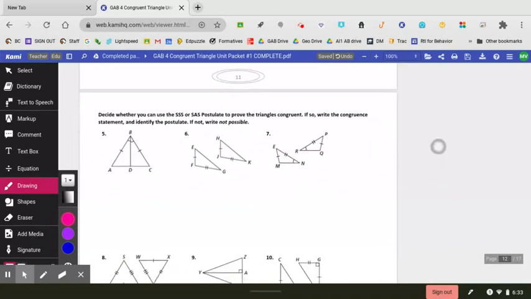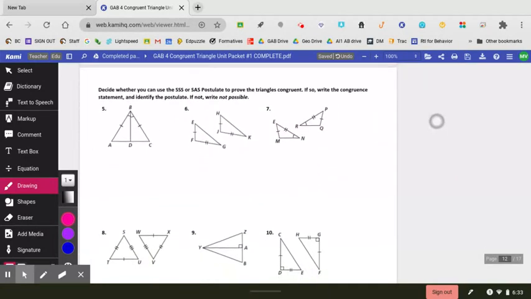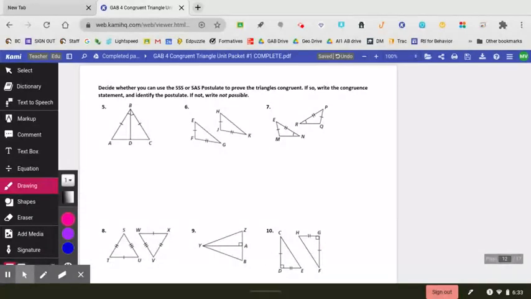So now I want you to try these examples. I want you to look at the triangles and decide if you have enough information to show they are congruent using side, side, side, or side, angle, side. If so, I want you to write the congruent statement. So let's first talk about what that means.